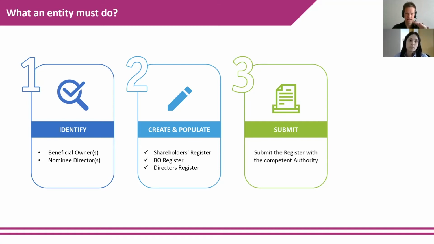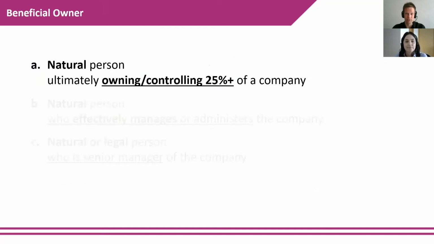Okay, so if I see you want to implement some homogeneity there, what are the obligations that are mandated by UBOR? Okay, so companies must identify their beneficial owner and nominee director, if any, and then submit to the competent authorities the shareholders register, the BO register, and the directors register. Okay, so if you want to do that, you better know what a nominee director and an ultimate beneficial owner is. So what is a beneficial owner under the regulation?